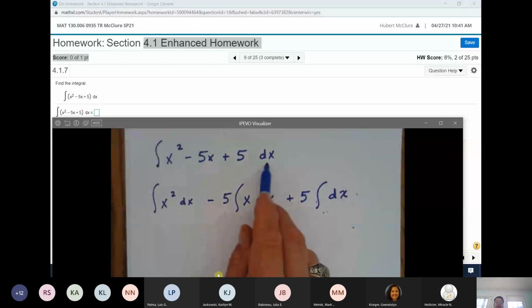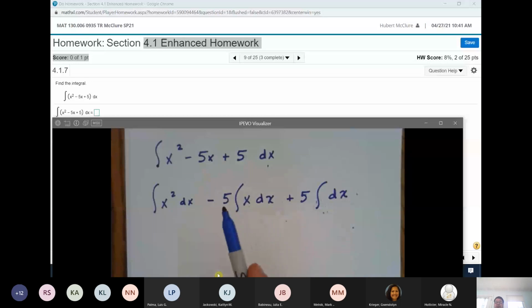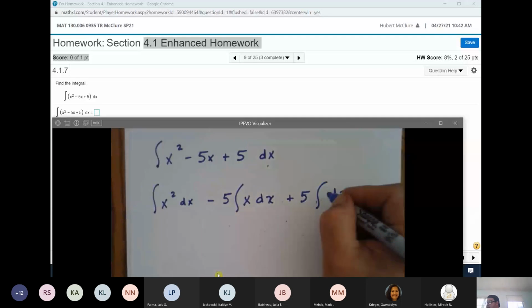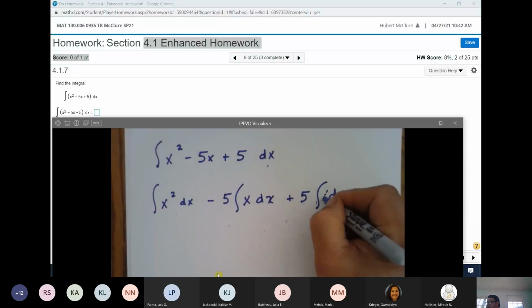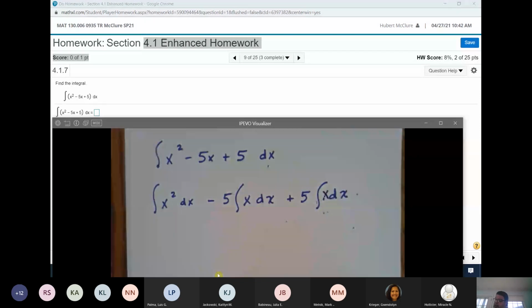Make sure you put the dx behind each one, because I have seen teachers mark the problem wrong because you didn't put the dx with each one. So that's going to be x cubed over 3 minus 5x squared over 2 plus 5x. And that's pretty much it.